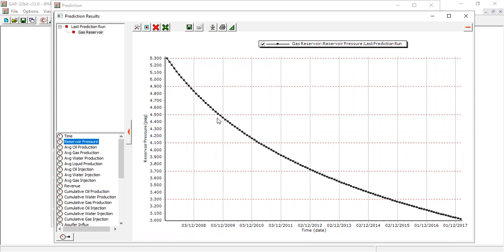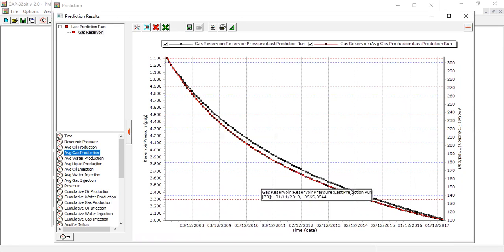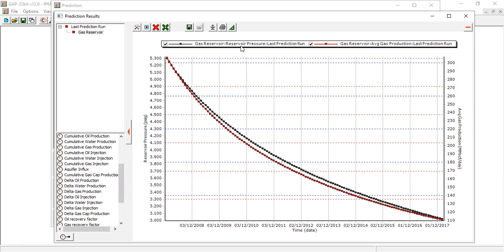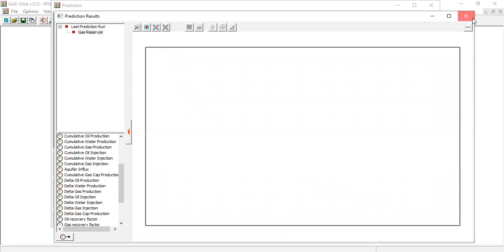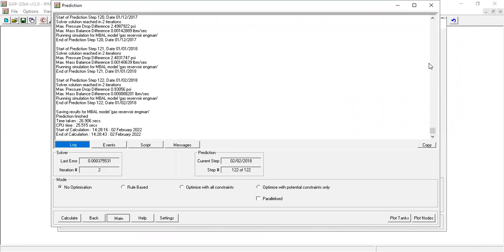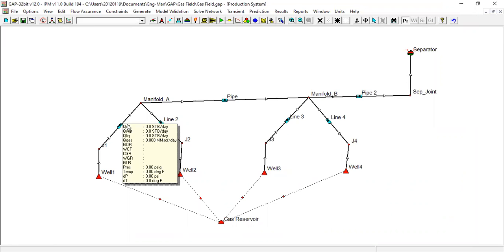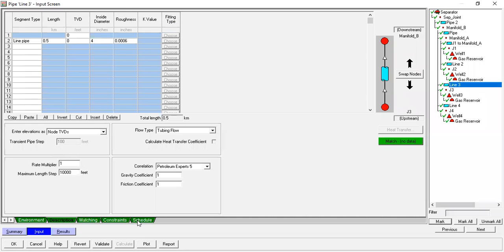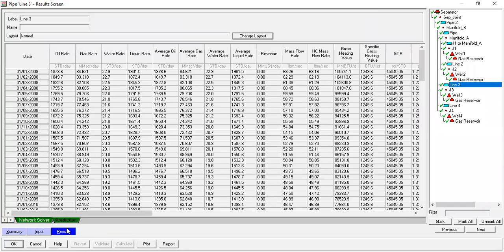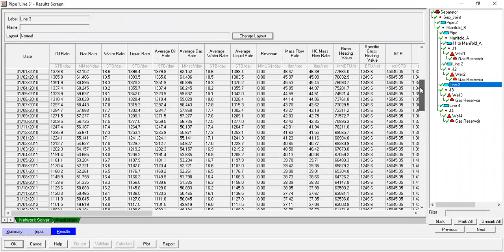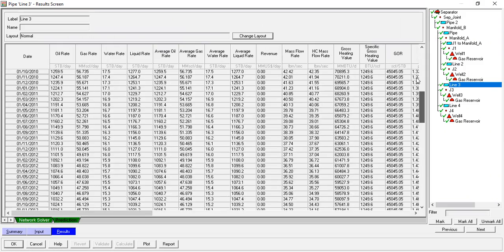Okay, the reservoir pressure reduced from 5,300 down to 3,000 PSIG. Average gas production and others. Let's close it first. Main. Still zero stock tank barrels per day. Still not very good. I think it should change the results. Yeah, you can see we now have the results.